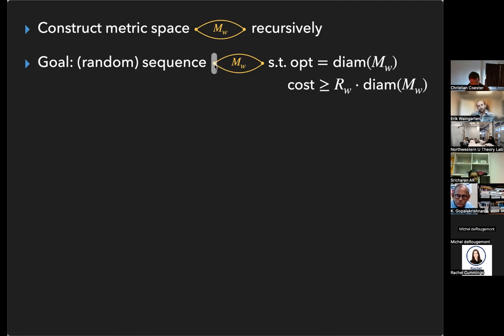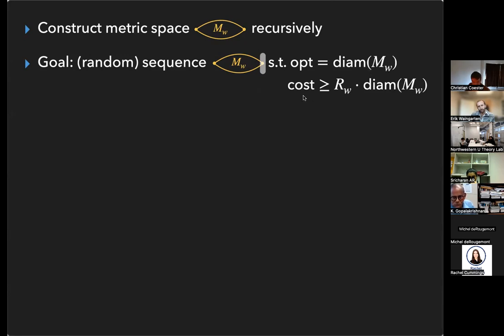Okay, so the random request sequence will be such that the one server starts at this leftmost point, and then it will request points in the metric space that slowly force the server to move to the right. And at the end of the request sequence, the server will be at the rightmost point. Moreover, we will do this in such a way that the optimal offline algorithm can serve all the requests by moving along a shortest path from the left to the right. And the distance from the left to the right is also the diameter of this metric space. So the optimal offline cost will be the diameter.